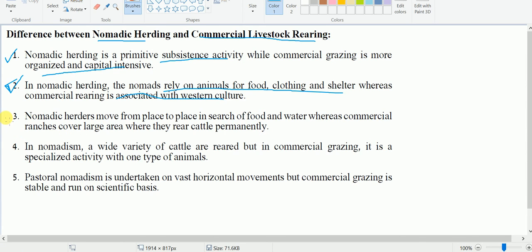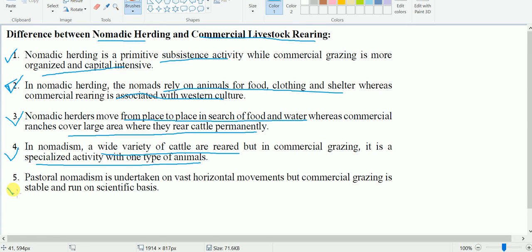Then another point is that nomadic herders move from one place to another in search of grassland and water, whereas commercial livestock rearing covers a large area where they rear cattle permanently. That means commercial livestock rearing is done in the ranches, on permanent grasslands. Another point is that in nomadic herding, a wide variety of cattle are reared, but commercial grazing is a specialized activity with only one type of animal reared.